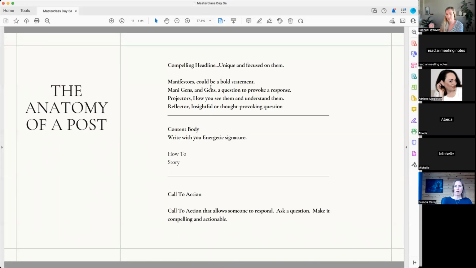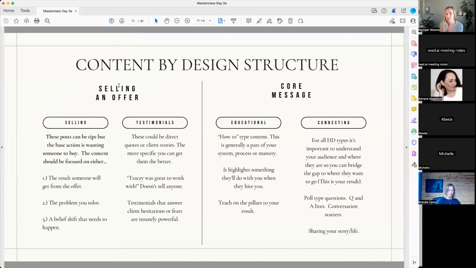So manifestors could do that bold statement. Manifesting generators can ask a question. Projectors, make a statement about how you see them, or a bold statement like a manifestor. A reflector, an insightful or thought-provoking question. Others, the storytelling content works if I have gate 33 but an undefined throat. You have gate 33, but you're undefined. So you're still looking at what your audience is saying and then reflecting it back to them in your selling and how-to content. Does that make sense? So you can storytell, maybe adding a little bit of a story of a client that went through your process in a selling post, and they said this thing. Does that make sense?